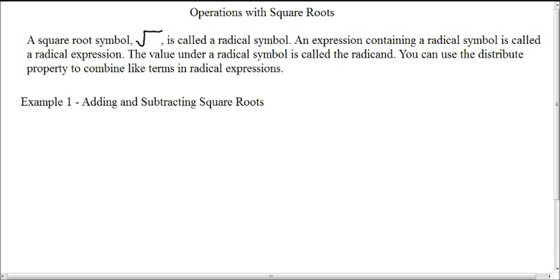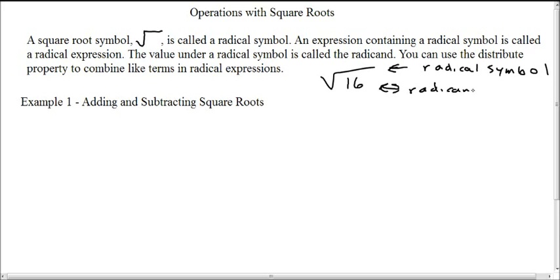So, in plain words, if I took the square root of 16, then of course this is my radical symbol, and of course 16 is my radicand. That's pretty much all that is, in a nutshell.